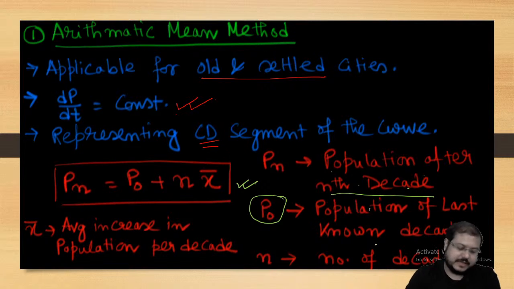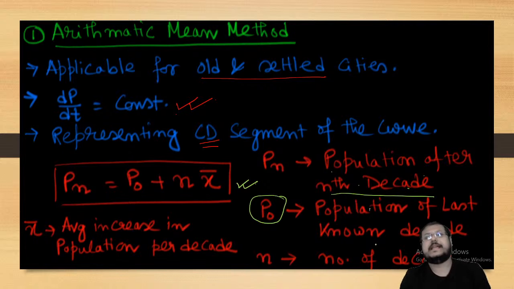So once again, the equation is Pn equals P naught plus N x bar, जहां पे आपका arithmetic mean method का दो चीज क्या है? It is applicable for old and settled cities, and dP/dt, the rate of change of population with time, is constant.